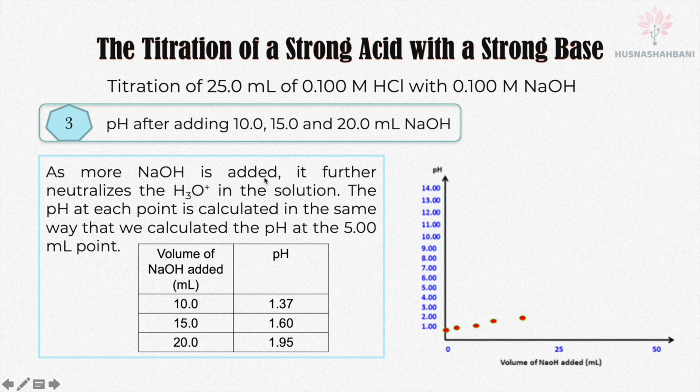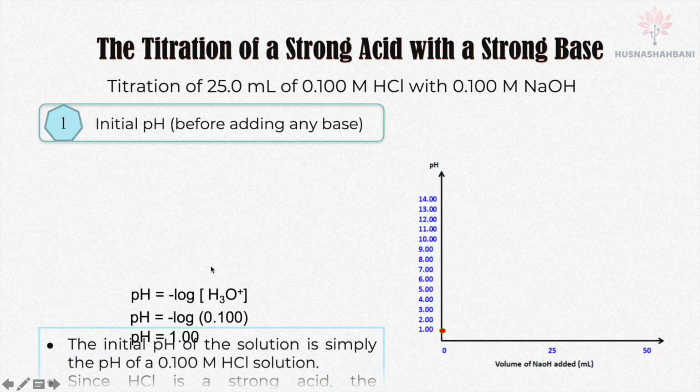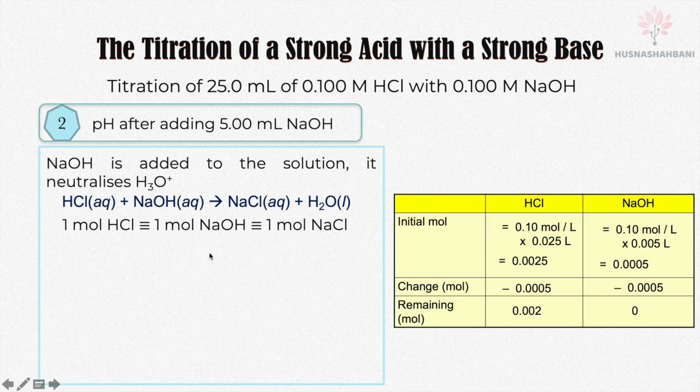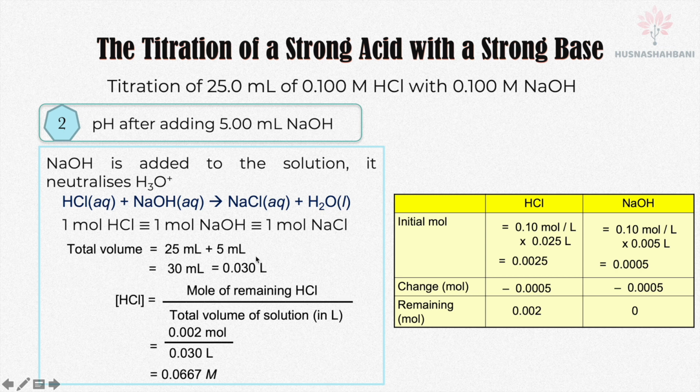Next, pH after adding 10, 15 and 20 ml of sodium hydroxide. As more sodium hydroxide is added, it further neutralizes the H3O+ in the solution. The pH at each point is calculated in the same way as we did before, and you will get a different pH value for each volume of NaOH added. So this is how you calculate it, as we did before for 5 ml.